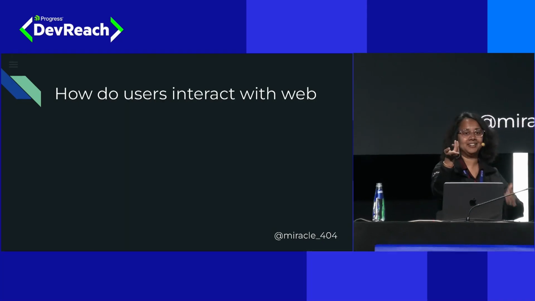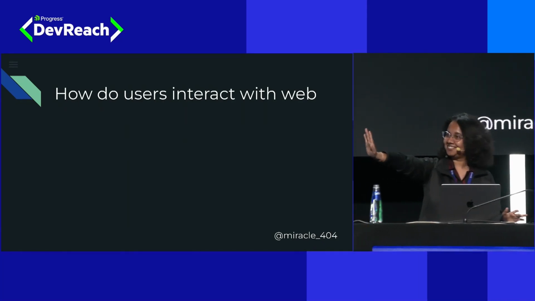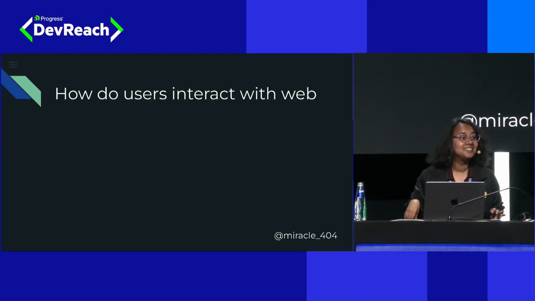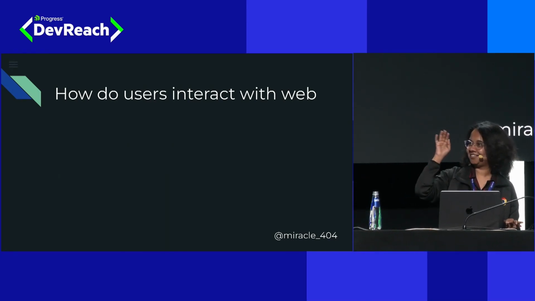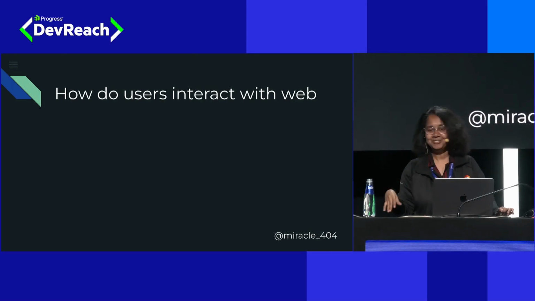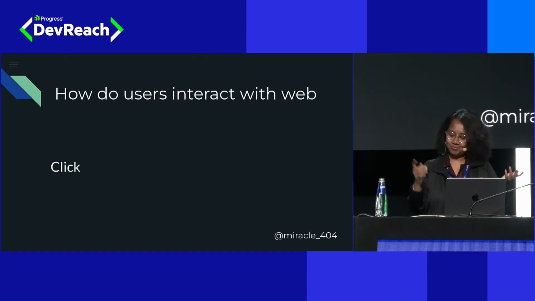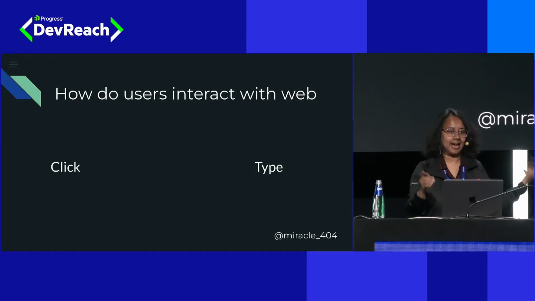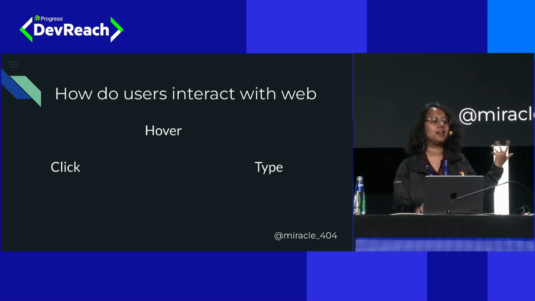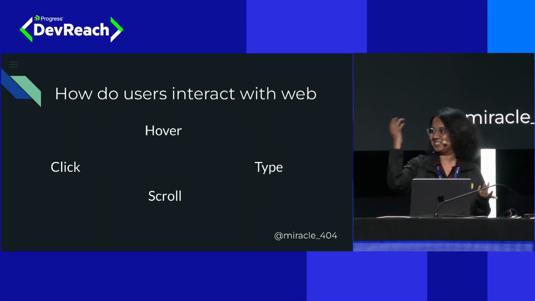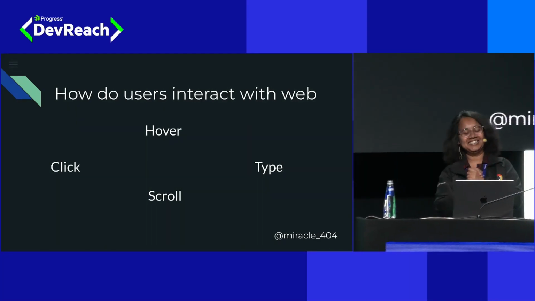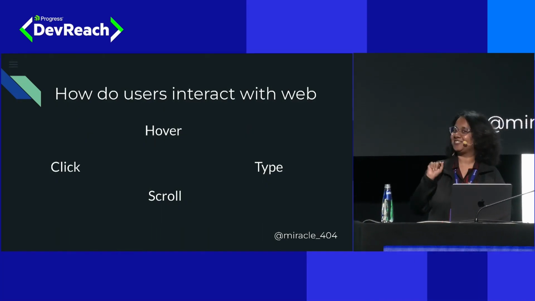Yeah, tabbing, clicking. Someone said click, yeah. Scrolling, yes. Okay. So the most common is clicking, typing. We can type to search something, let's say, hover over something, scroll something, looking at it, and so on, of course. So these are the ways in which we interact with the web.